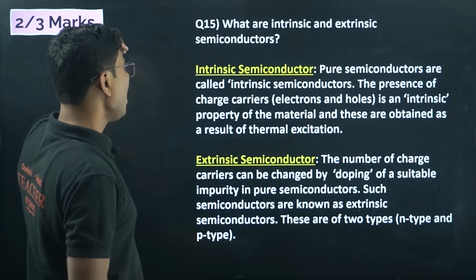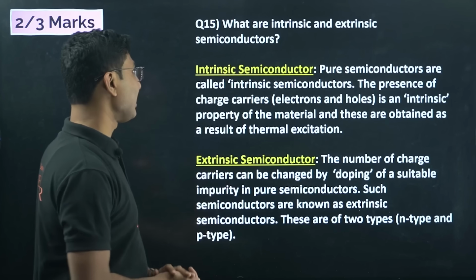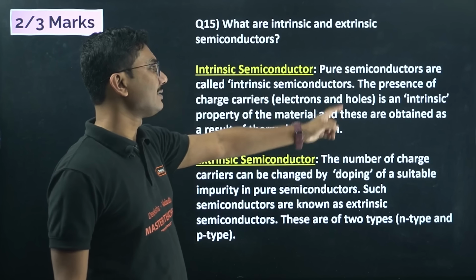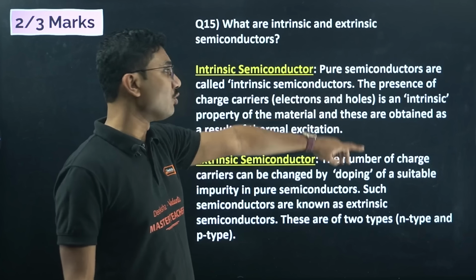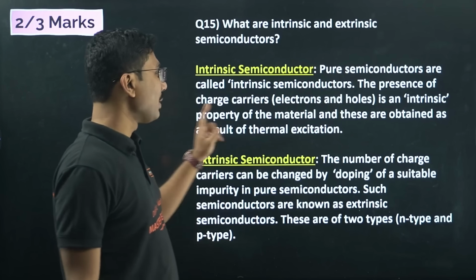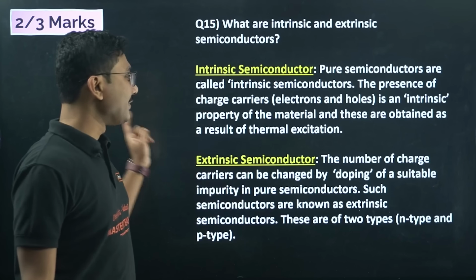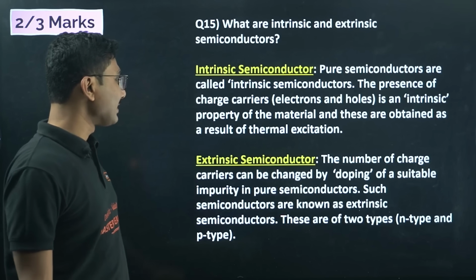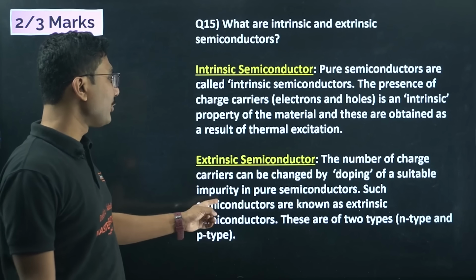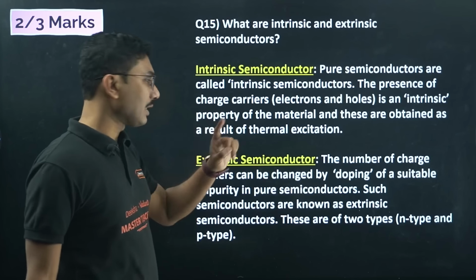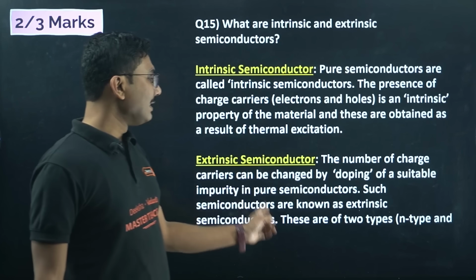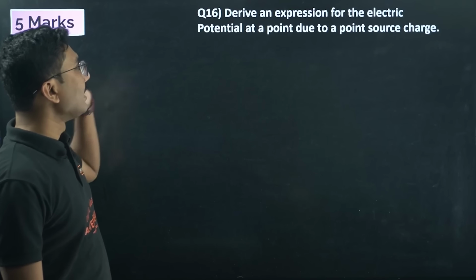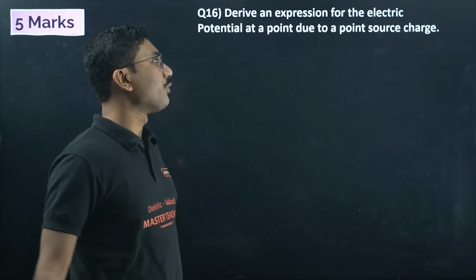Next, what are intrinsic and extrinsic semiconductors? Pure semiconductors are called intrinsic semiconductors. The presence of charge carriers, electrons and holes, is an intrinsic property of the material, and these are obtained as a result of thermal excitation. In extrinsic semiconductors, the number of charge carriers can be changed by doping a suitable impurity into pure semiconductors. Such semiconductors are known as extrinsic semiconductors. These are of 2 types, N-type and P-type. Okay, so clear.